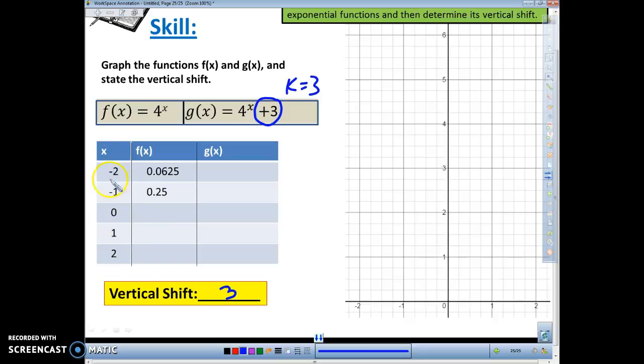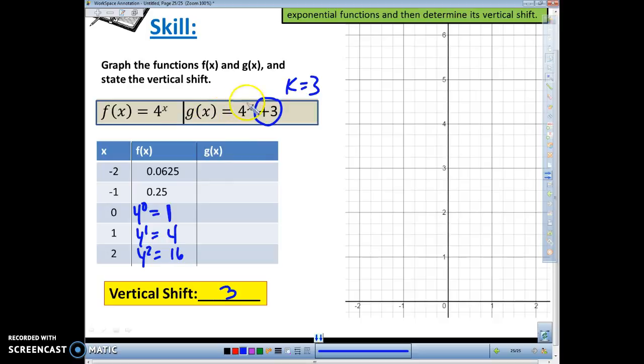Now, notice you have a table of values, and you have f of x and then g of x. What they want you to do is just plug these x values into your function. If I plug in 0 for x, that is 4 to the 0. Anything to the 0th power is 1, and we'll talk more about this in an upcoming lesson. If I plug in 1 for my exponent, 4 to the 1st is 4. If I plug in 2 for my input, I get 4 squared, and 4 times 4 is, that's right, 16. So that's our table of values.